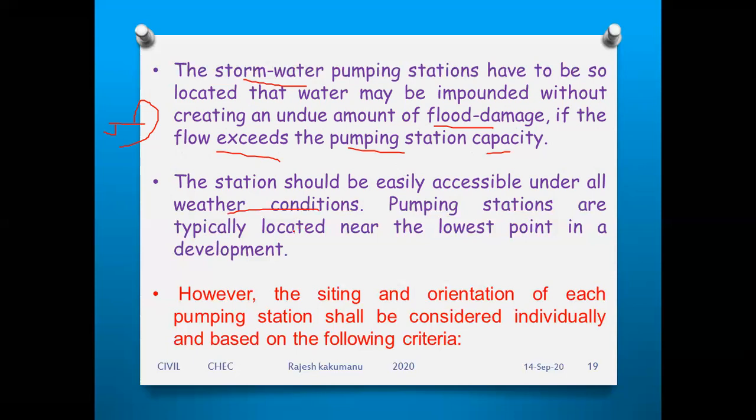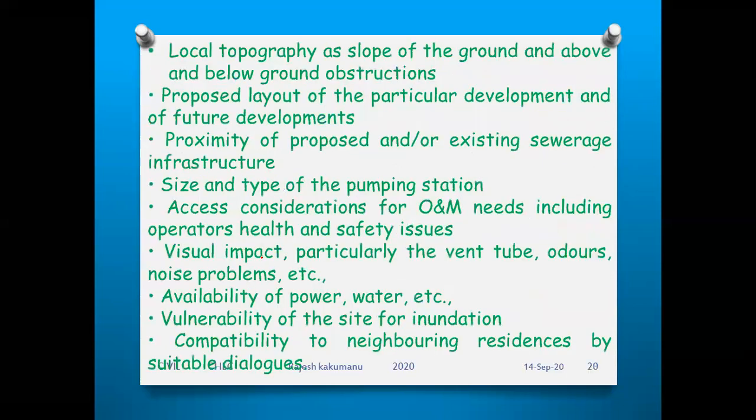Pumping stations are typically located near the lowest point in the development. However, the siting and orientation of each pumping station shall be considered individually based upon the following criteria. So what are these criteria? The local topography, such as slope of the ground and above or below ground obstructions. So we have to see the geographical condition. Topography means whether the land is barren, slanting, steep, or stepwise. We have to see the local topography.